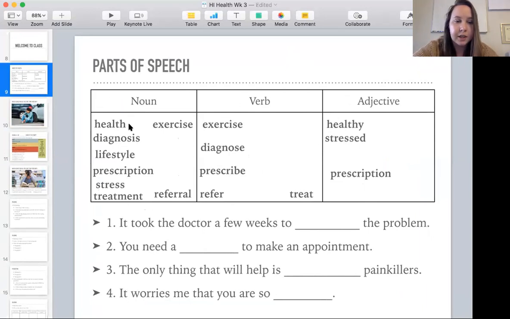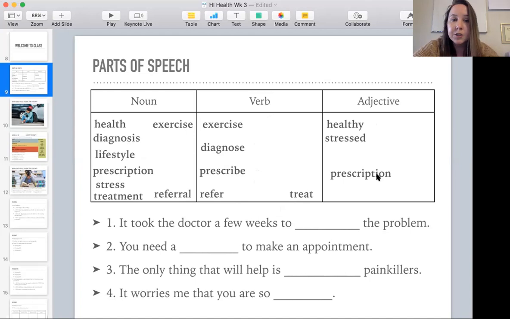So here you see health, diagnosis, lifestyle, prescription, stress, treatment, exercise, and referral are all nouns. Our verbs were exercise, diagnose, prescribe, refer, and then the verb form of treatment we found was treat. And then for adjectives, healthy, stressed, and prescription.